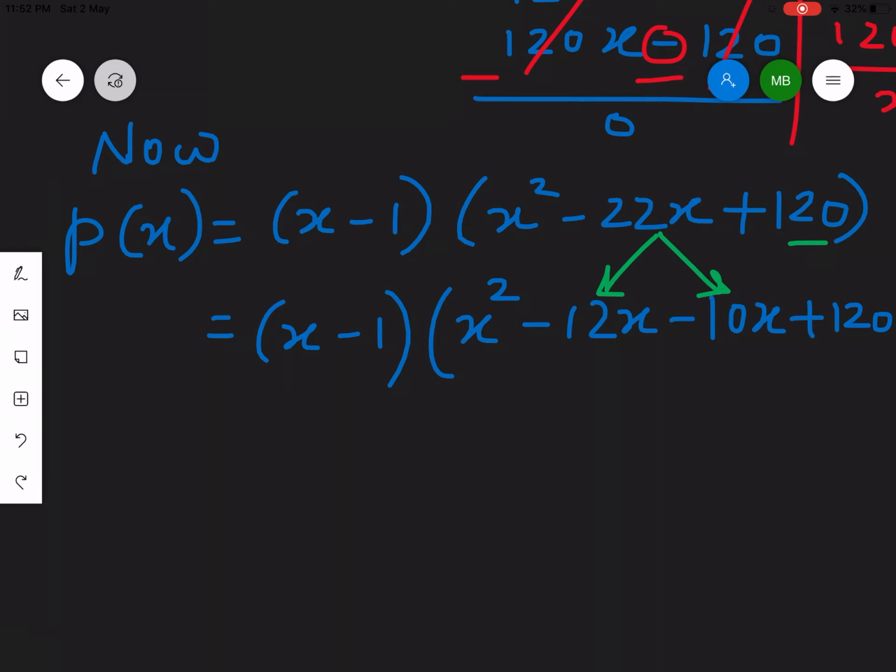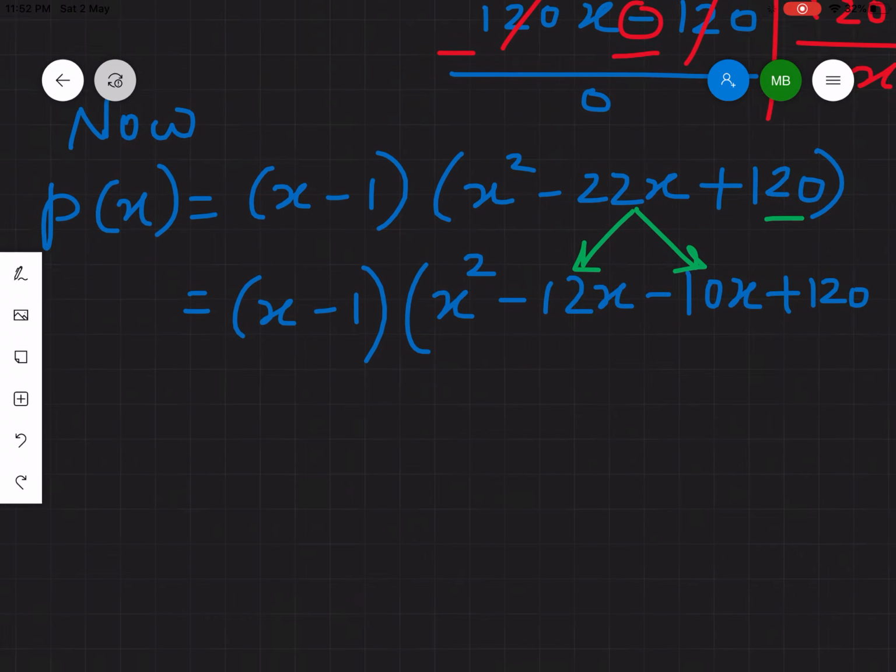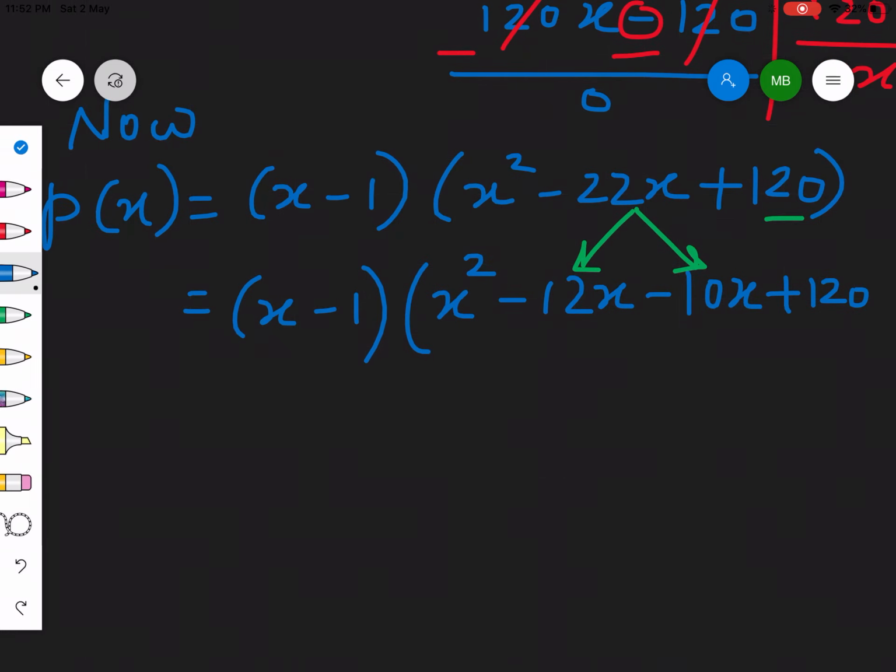This is what we are supposed to do. In splitting the middle term, you have to resolve the last term, the constant number, into factors, so that on addition or subtraction you should get the middle term. So now we'll make groups, we'll make pairs, and from each pair there will be something common.